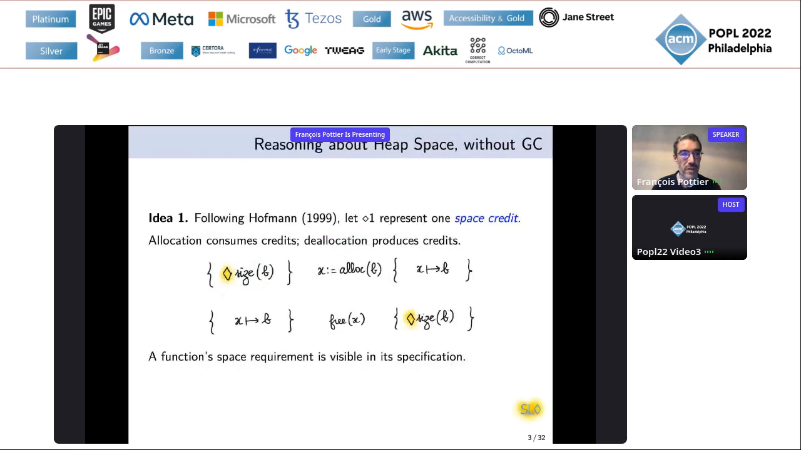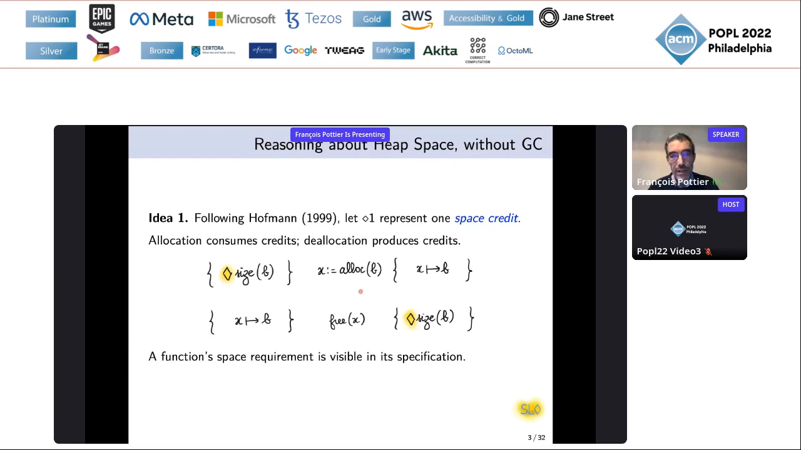And what I mean by this, this is our starting point. Our first idea is to follow Martin Hofmann and to introduce one space credit, or one diamond, as an assertion in separation logic. And the idea is to think of this assertion as a guarantee that there is one word of free space in the heap. Another way to look at it is to think of it as a permission to allocate one word of memory.